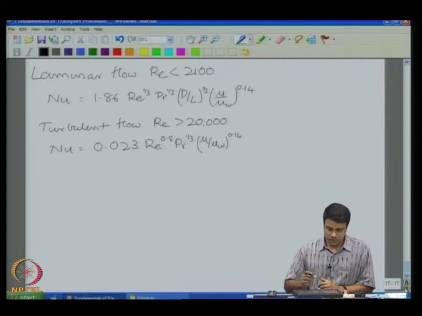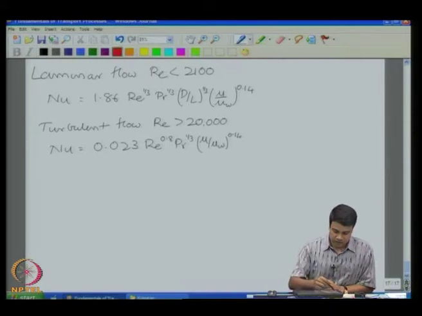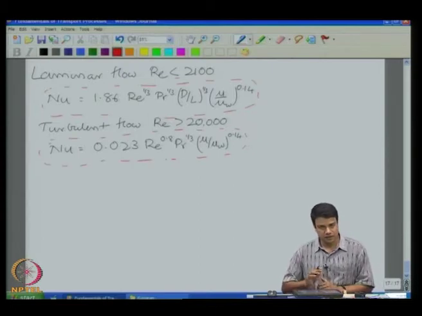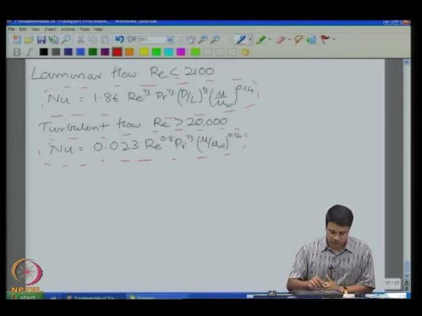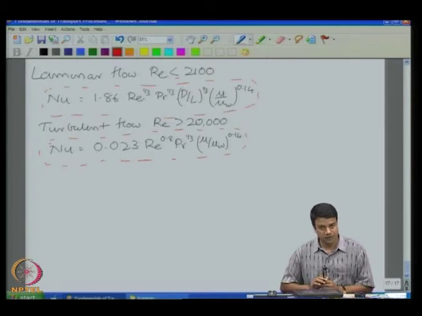In this course, we will try to see how these correlations can be derived from a fundamental analysis of the combined heat transfer and fluid flow. Okay. Can we derive these? In some cases we can. In laminar flow, for example, we can show why this power 1/3 is coming in all of these correlations. Turbulent flows are much more difficult.